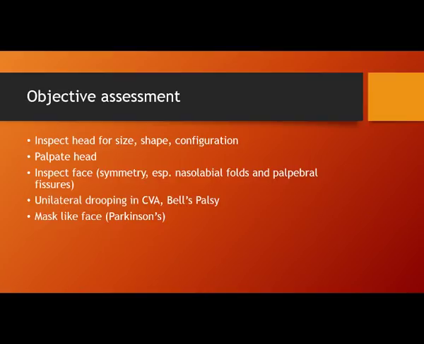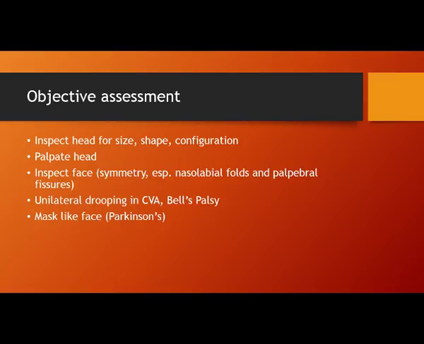So, turning to objective assessment, you start by assessing the head for its size, shape, configuration. You may see microencephaly or acromegaly, which are the two things that the book mentions that are differences in size and shape. Palpate the head and be sure to use gloves when you do, because you may get secretions that are not obviously apparent.